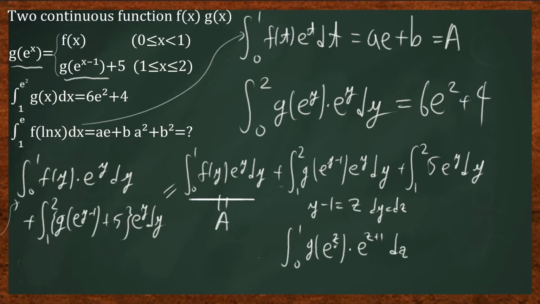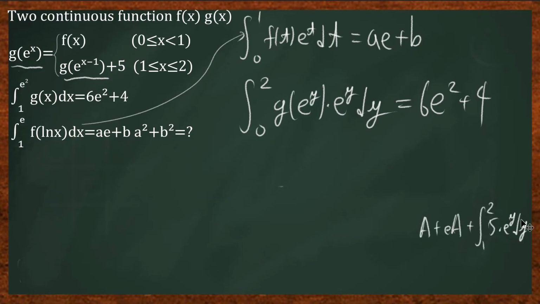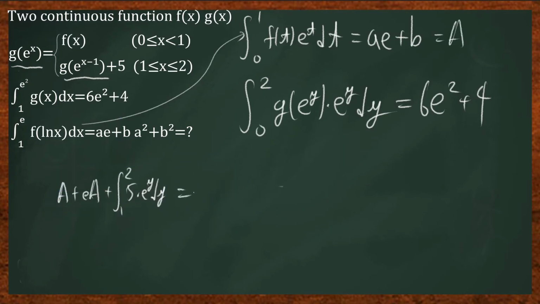Because there are a lot of letters x, y, z, t, large A, e, and so on, we need to focus and keep track of what we are doing. So this integral can be changed like this, because e^(z+1) is equal to e times e^z. It can be expressed like this. And as you can see, this is equal to e times large A. So what we are solving is large A, and we have found that this integral is equal to large A plus e times large A plus the integral 1 to 2 of 5 e^y dy. And this is equal to 6e squared plus 4.